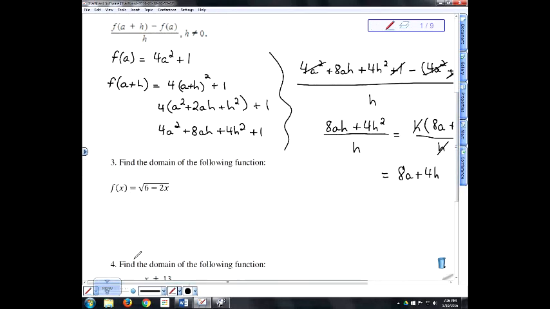Question 3, find the domain. This is still from section 2.1. The domain of a square root, or if this were a 4th root or a 6th root, any kind of even root, the way that you find the domain is you take the expression inside the root, in this case 6 minus 2x, and you set it greater than or equal to 0, and then solve the inequality. Remember, when you divide by negative 2 on both sides, you switch the direction of the inequality, and you get x is less than or equal to 3, so the domain is negative infinity to 3.